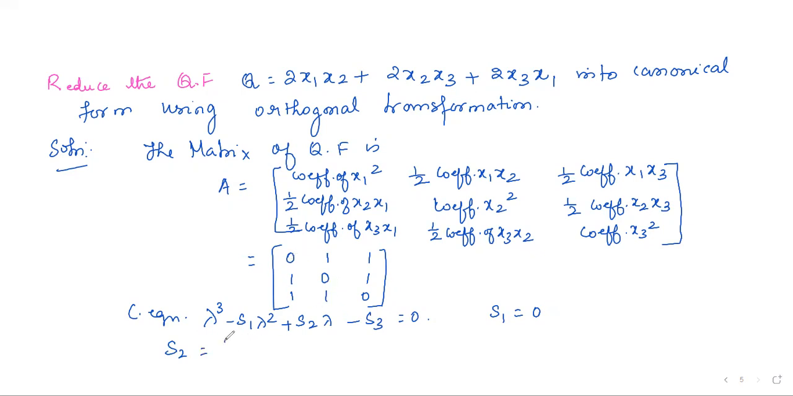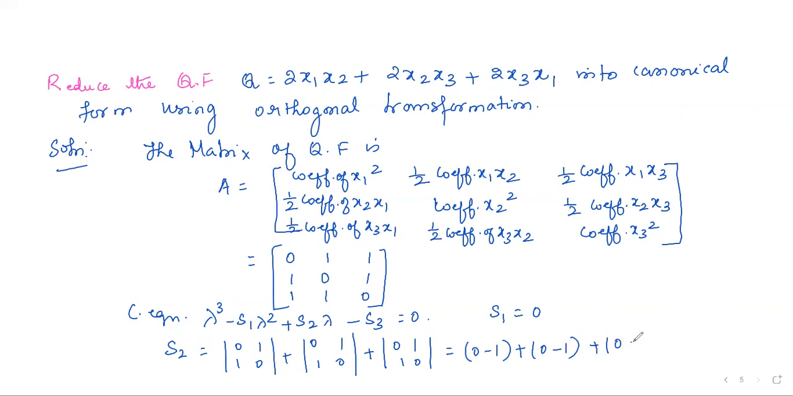So for entry 0, you will be getting 0, 1, 1, 0. And then for the second diagonal element 0, leaving the second row, second column, you will be getting 0, 1, 1, 0. Plus, for the third diagonal element 0, leaving the third row, third column, you will be getting 0, 1, 1, 0. So cross multiplying this, you will be getting 0 minus 1, plus 0 minus 1, plus again 0 minus 1. And therefore, you will be getting minus 1, plus minus 1, plus minus 1. Therefore, S2 is equal to minus 3.